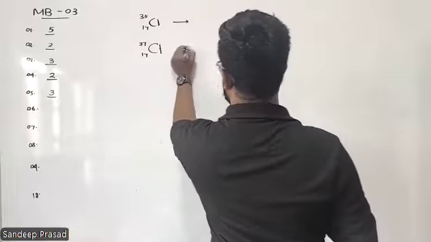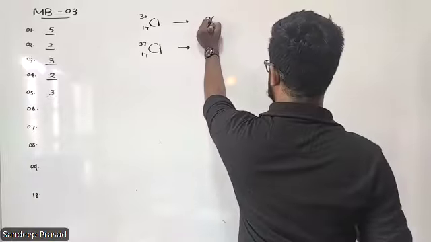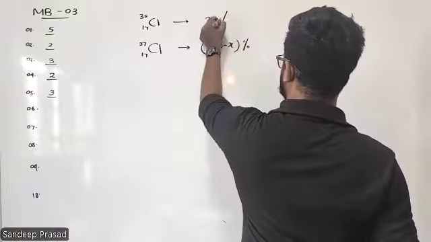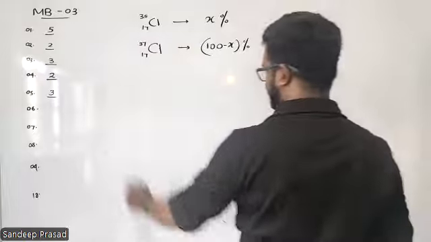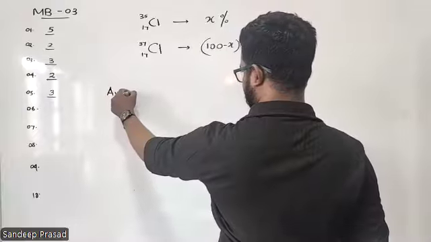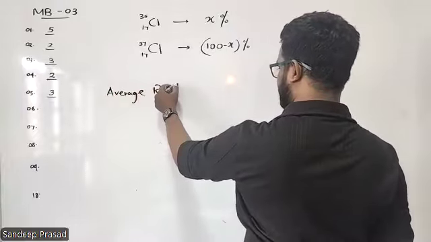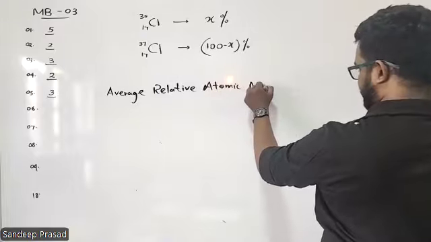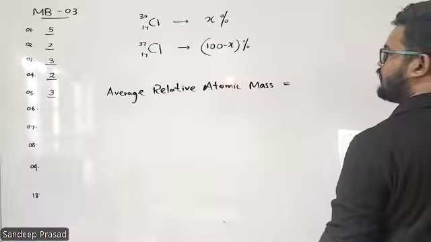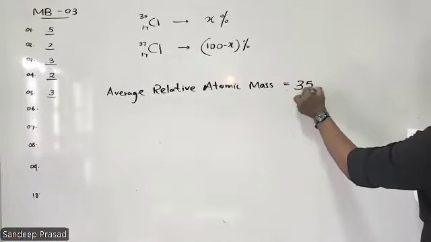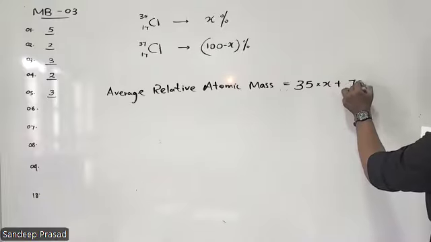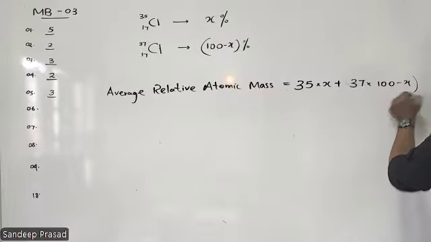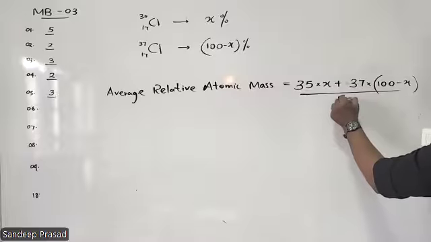Here we have chlorine 35 and chlorine 37. Let me take the relative abundance of chlorine 35 as X, and chlorine 37 should be 100 minus X as a percentage. Then average relative atomic mass equals 35 times X plus 37 times 100 minus X, divided by 100.